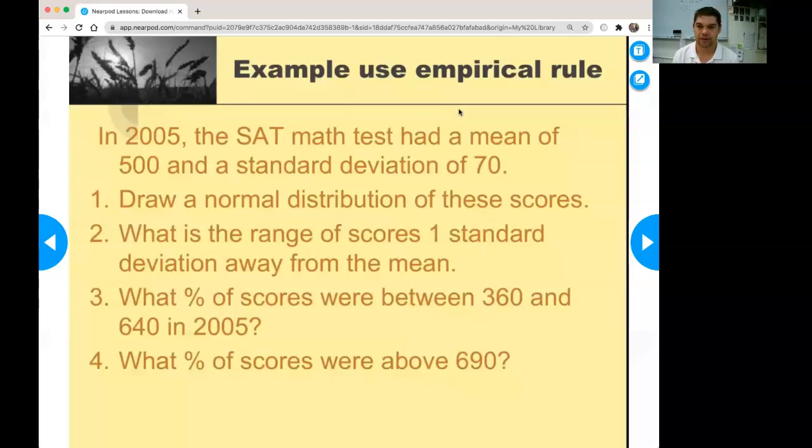Draw the curve. What is the range of scores? So you're going to write that as parentheses, 68% of data, and write it as an interval. This one gives the interval and it asks for a percent. Whenever you're asked to draw a normal distribution, you draw the curve, put the mean in the middle, then add 70, add 70.